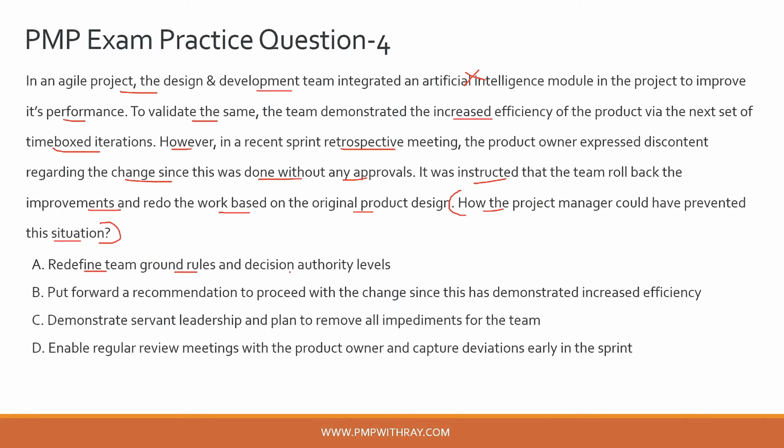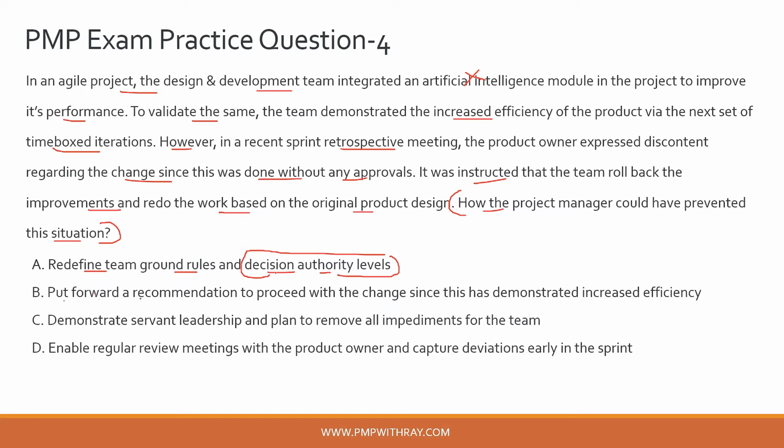Redefine the team ground rules and decision authority levels. Okay, it might be a good option. You might say that the project manager should define the team ground rules once again and define the decision authority levels for change management, let's say. But does it really mention change management, that decision authority levels of change management? It might be decision authority levels of cost. It might be decision authority levels of cost management. It might be decision authority levels of schedule management. Okay. Again, it's a bit broad option, but let's keep it on the table for now.